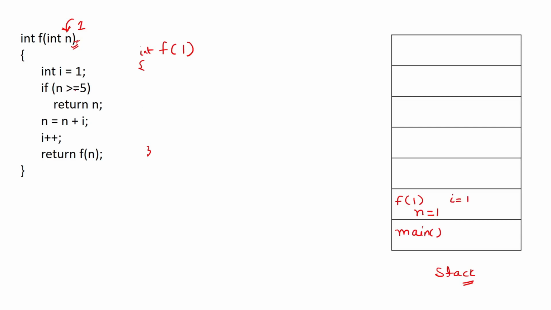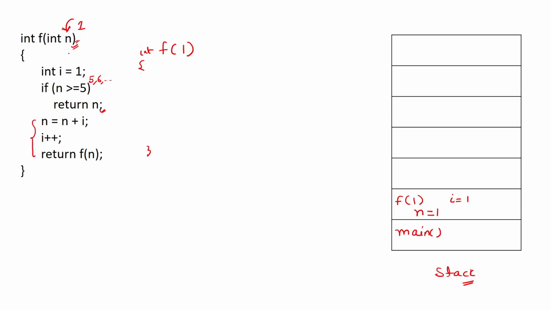Now if n is greater than or equal to 5, we are returning n. If we analyze this code, we can understand that the if condition will be true only when n is greater than or equal to 5. That means whenever the n value is 5, 6 and so on, this if will be true and we will be returning n. But if n is lesser than 5, for example 0, 1, 2, 3 or any value lesser than 5, then we will be executing all these 3 lines, right?